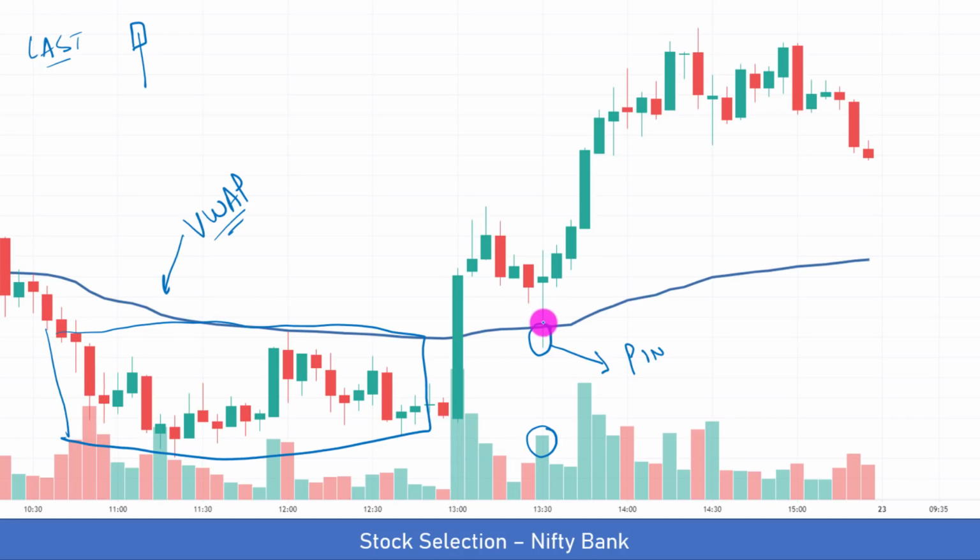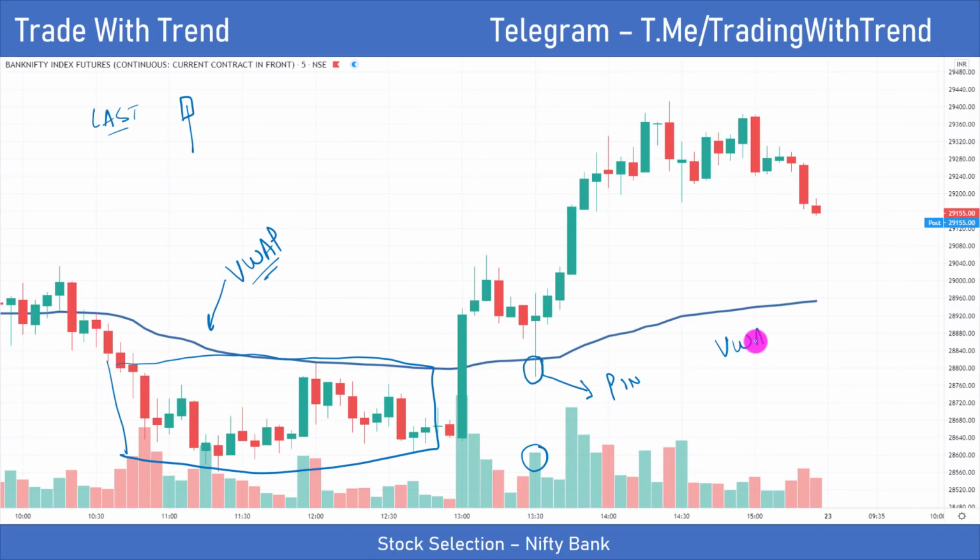So where is this long tail forming? Again at the VWAP and again at previous support and resistance level, that is this consolidation region. And what happens then? Like we saw in Info Edge, price clearly moved higher.